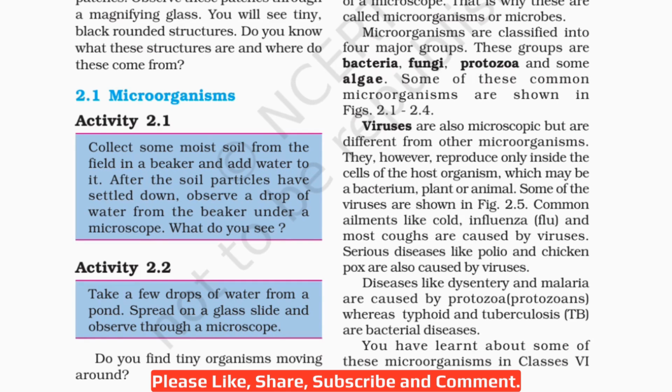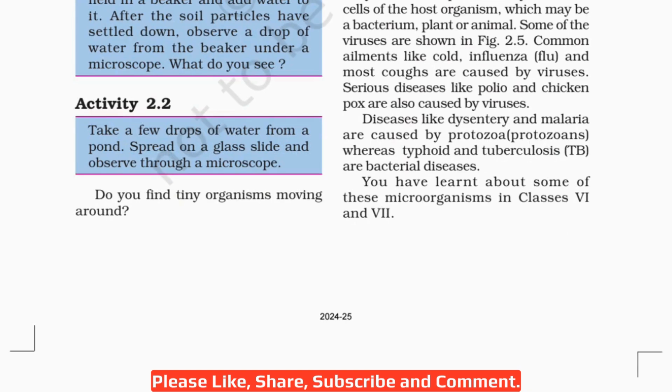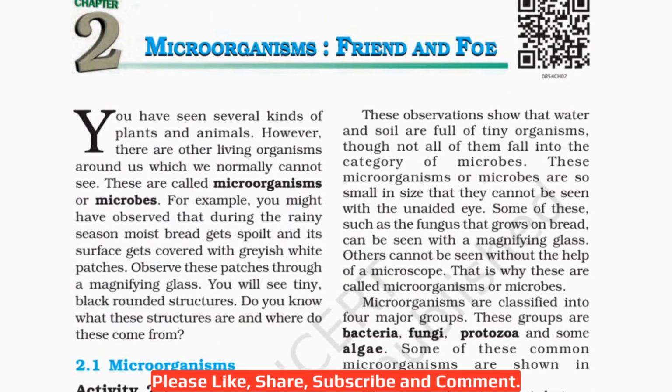Now Activity 2.2. Take a few drops of water from a pond, spread them on a glass slide and observe through a microscope. Here also you will see tiny organisms moving around, and this observation shows that pond water contains microorganisms. Now the question says, do you find tiny organisms moving around? I have already answered this question. Yes, we see tiny organisms moving around.